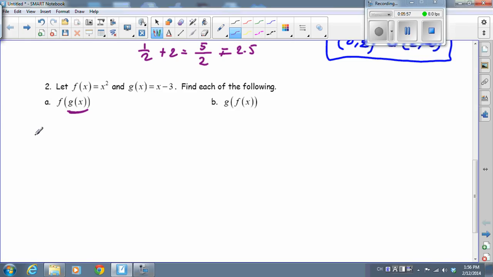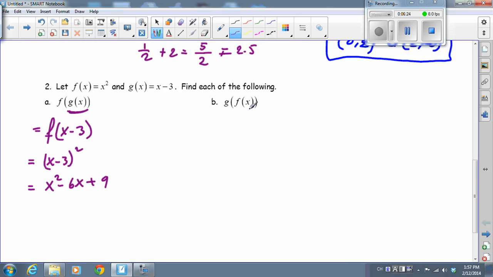So f of g of x will be the same thing as f of, what is g of x? It is x minus 3. Now in the function f, I replace each x value by x minus 3, and now we end up with x minus 3, the whole thing squared. And of course, this is good enough. If you want, you take it one step further and say it's x squared minus 6x plus 9.